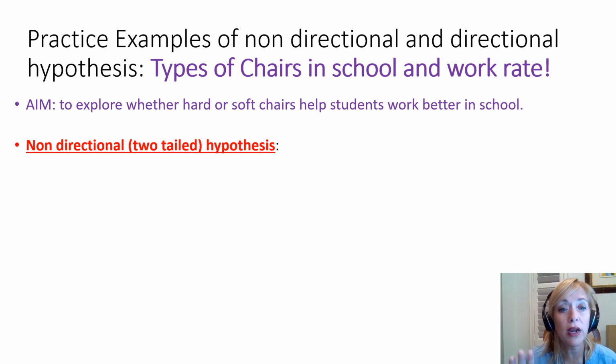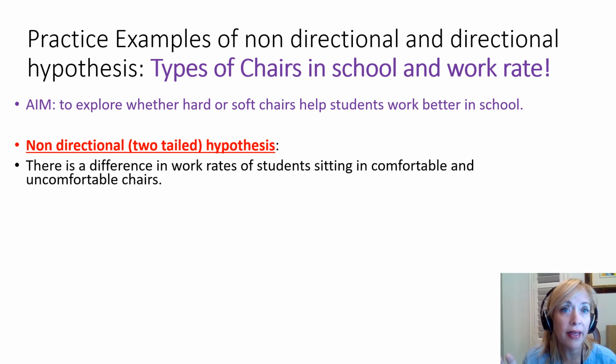A non-directional two-tailed hypothesis would be something like this. There's a difference in work rates of students sitting in comfortable chairs and uncomfortable chairs. Now it's non-directional, two-tailed, right? A work rate difference of students sitting in comfortable chairs and uncomfortable chairs. See the two tails? Okay.